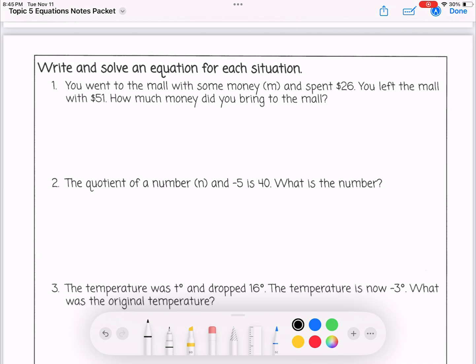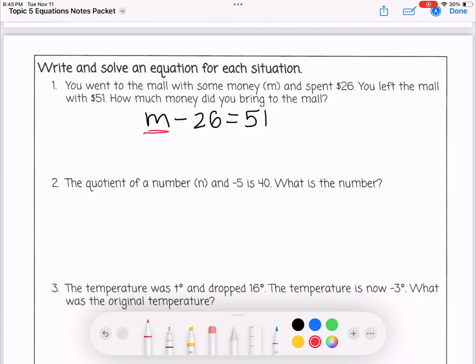All right, last little bit of notes. This time we're going to write the equation. So it says you went to the mall with some money M, you spent $26, you left the mall with $51. How much money did you bring to the mall? Okay, so we're starting with M, and I spent, so I'm subtracting 26, and I left the mall with a total of 51. So M minus 26 equals 51.